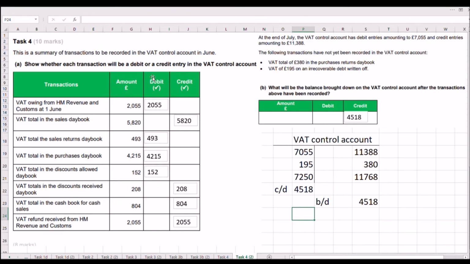So in terms of the answer, let's go through the debits and credits here and how the journals have been produced. I quite like this opening bit because it's the amount owing from HM Revenue and Customs. Amounts owed would be a credit, but amounts owing from them means that HM Revenue and Customs owe you the money. So it's a debit of about 2055, and that's because it's a money in item.